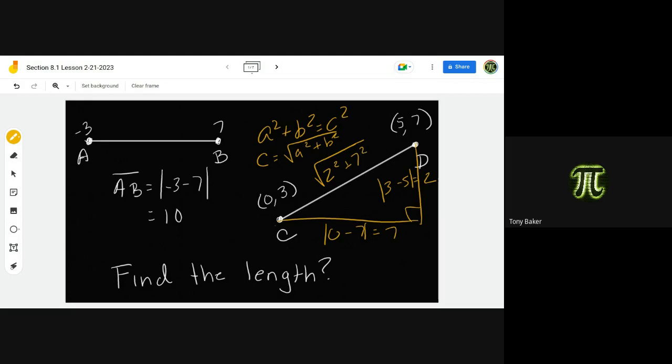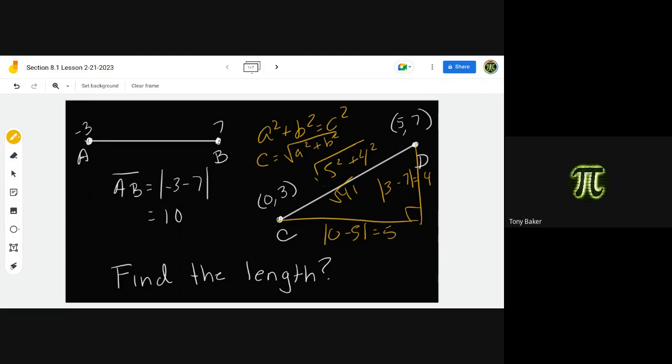Okay. Oh, yeah, all right. I did screw them up. I blame him. There we go. There, better. So 25 plus 16 is 41. So it's the square root of 41.